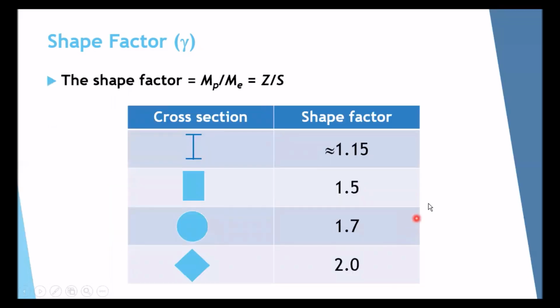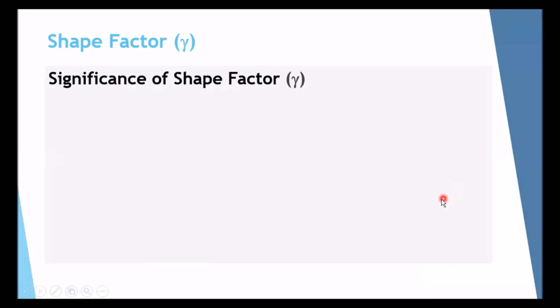But for other sections, you will have different values of shape factor. Like the I-beam here, it is something close to 1.15, could be less, could be more, but something around this value. As I told you, for a rectangular section, it is 1.5, and for a circle, it is 1.7. For something like a diamond here, it will be 2. So you should know that for different cross sections, you expect to have different shape factors. The one that you need to know is when you have a rectangular cross section, you know directly that the shape factor is 1.5. Okay.